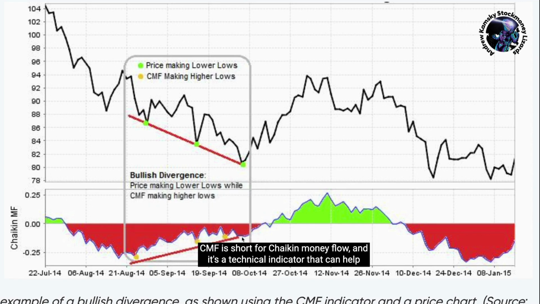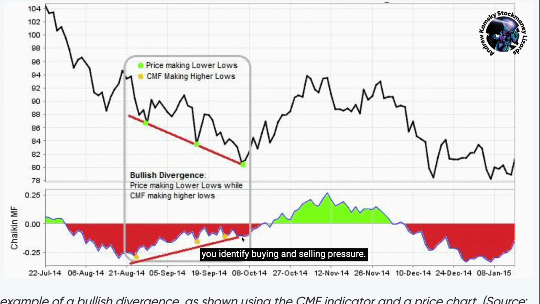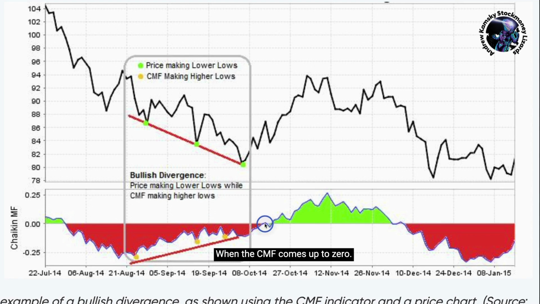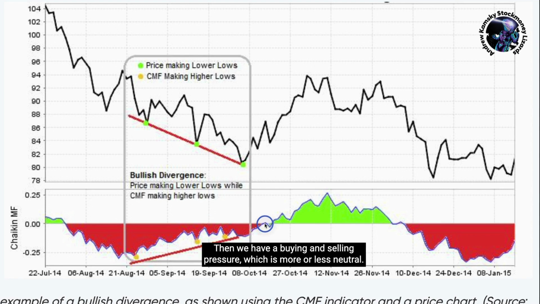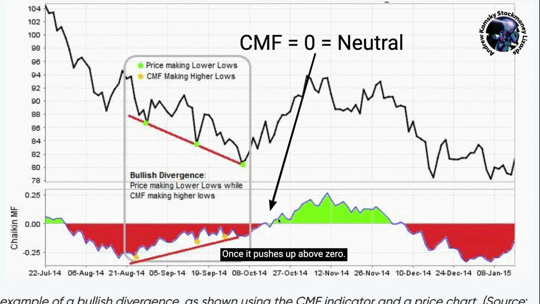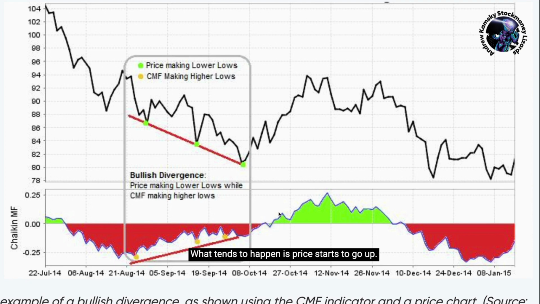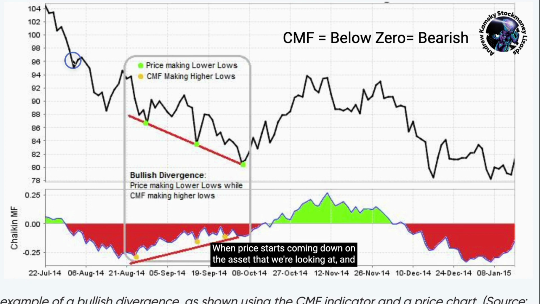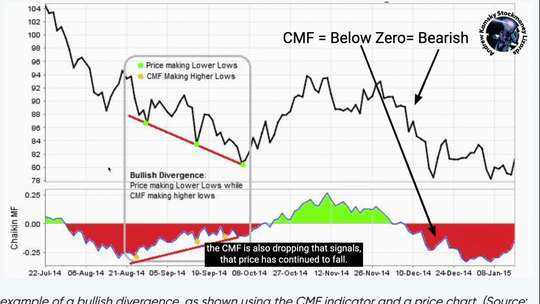CMF is short for Chaikin money flow and is a technical indicator that can help you identify buying and selling pressure. So now that we're seeing this example, essentially what we're looking at is when the CMF comes up to 0, then we have a buying and selling pressure which is more or less neutral. Once it pushes up above 0, what tends to happen is price starts to go up. When price starts coming down on the asset that we're looking at and the CMF is also dropping, that signals that price should continue to fall.